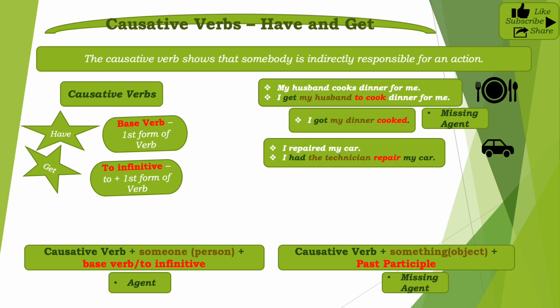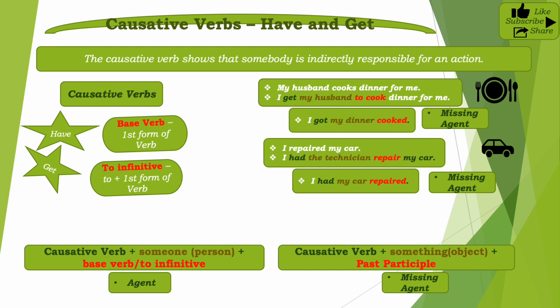So according to the first structure, I will say, I had the technician repair my car. Here the agent is the technician. Let's have a look at another sentence. According to structure 2, I had my car repaired. Here the agent is missing. The agent, the technician, is missing in this sentence. It doesn't matter who repaired the car, but it does matter that the task has been done or completed.